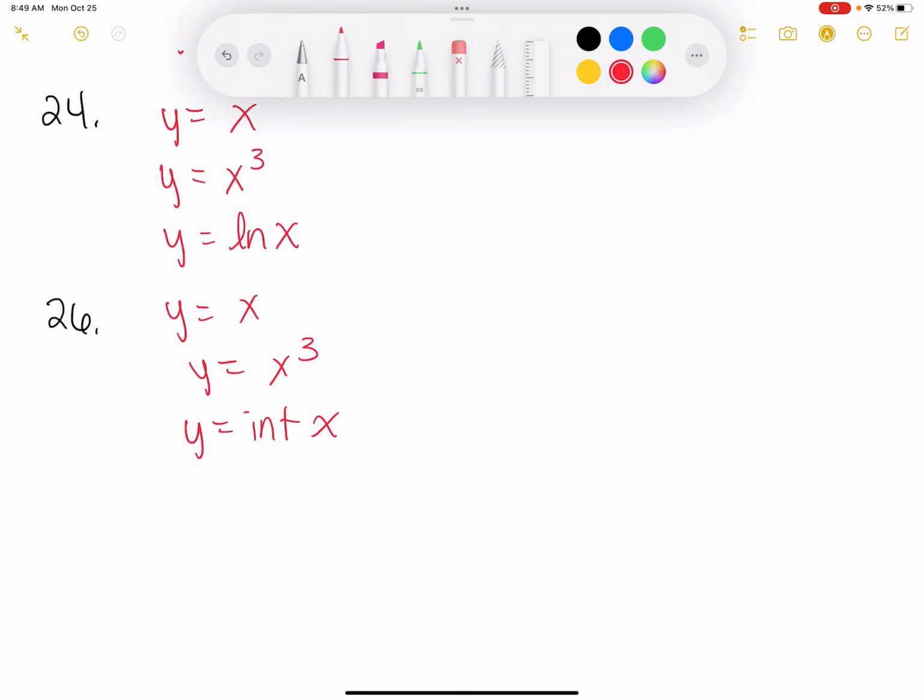All right, 28. The two functions whose graphs are identical except for a horizontal shift. Is it e to the x and ln x? No. What this is saying is the two graphs look the same. If you shift one over, it lines up exactly. Cosine and sine. I'm done.